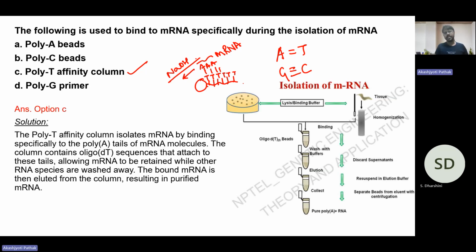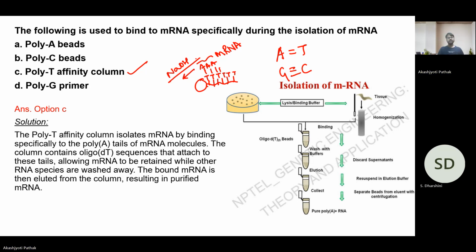So this is the figure from the lecture slide. First of all, you are lysing. You have to lyse the cell. If it is a cell, you lyse the cell. If it is a tissue, you homogenize the tissue, and then your lysate will have all the different types of RNA, right? All the RNA, DNA, and everything will be present. So you load this lysate into a column. This column has beads, and these beads will have oligo DT. Now you wash it with buffers to remove the non-specific binding, and then you elute it.